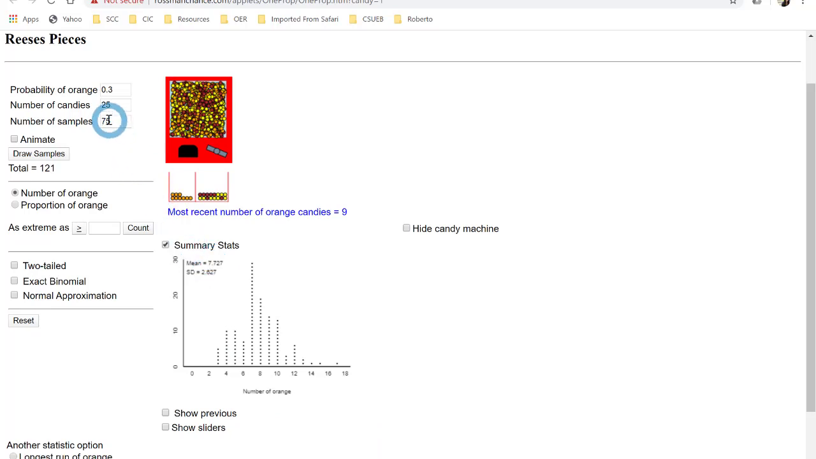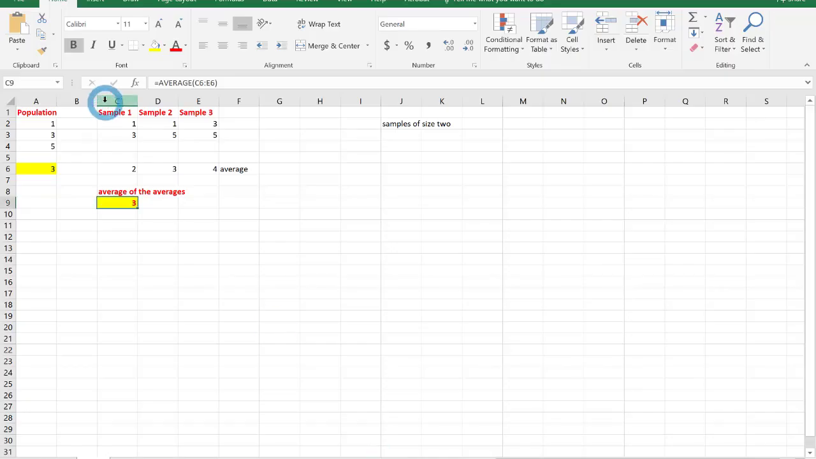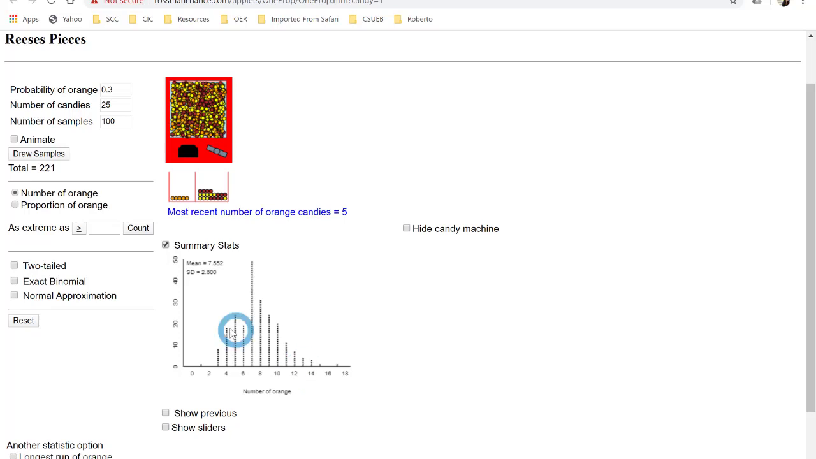And as I'm increasing, I'll just do 100 for the example's sake. So I'm drawing 100 samples of 25. If I went to my Excel spreadsheet, I wouldn't have sample 1, 2, 3. I would have samples 1 through 100, and take each average and take the average of the averages. And that average of the averages is 7.5. So we can get a good idea, and I would probably assume that the average of the population is about 7.5.